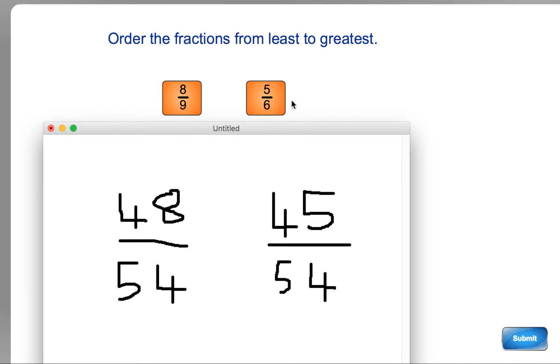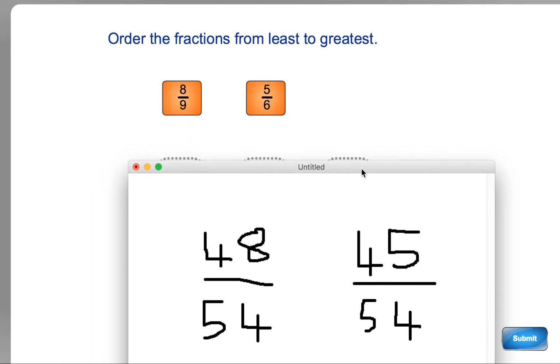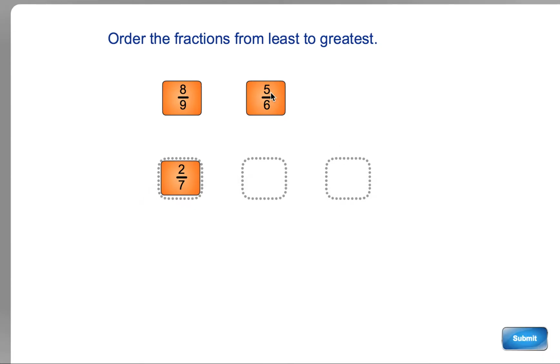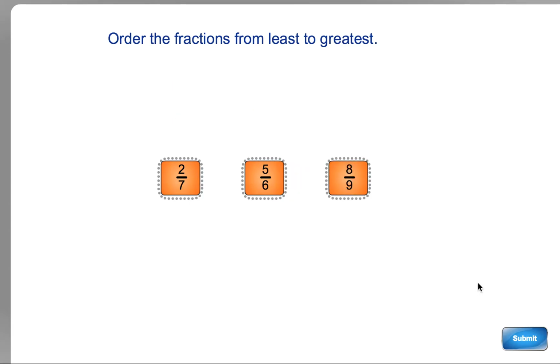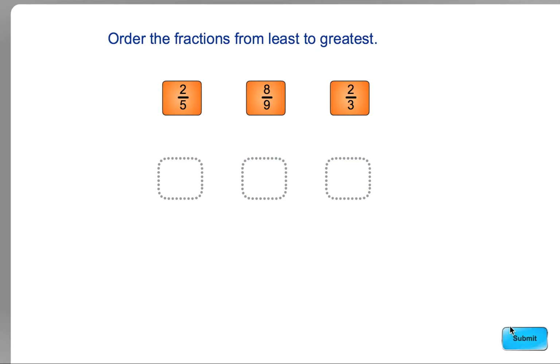We can see that 5/6 was equivalent to 45 54ths. 8/9 was equivalent to 48 54ths. So 5/6 is very slightly smaller. So we can go back to our activity and we can put 5/6 in the middle, and 8/9 is the biggest fraction. I'll do one more of those because it's a little bit tricky to understand sometimes.